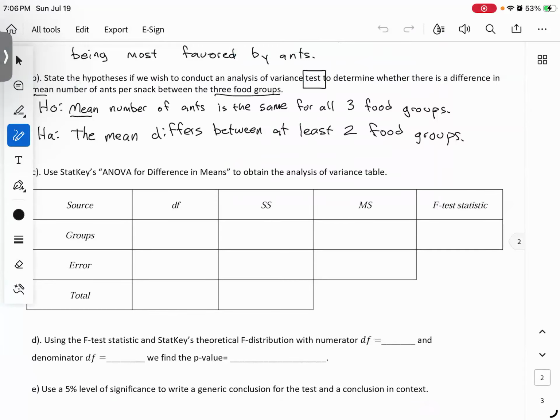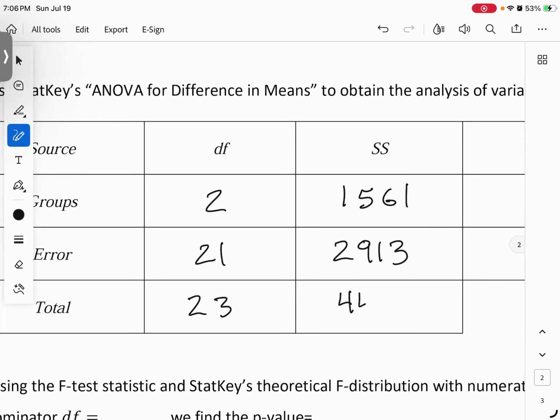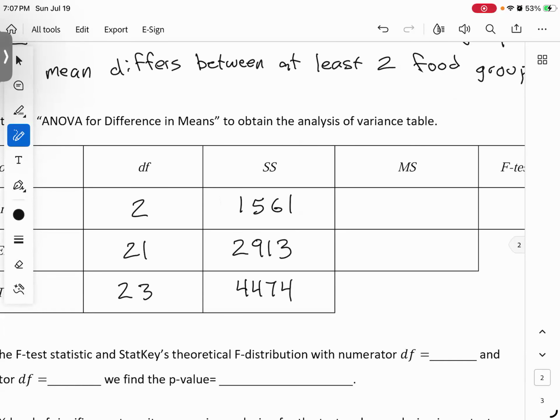Now, I'll talk a little bit more about these, but let's go ahead and just copy them in here. 2, 21, 23, 1561, 29, 13, 44, 74. Now, we are just going to go ahead and copy these, but let me also make a few comments on some of what Stacky did to make some of these boxes.